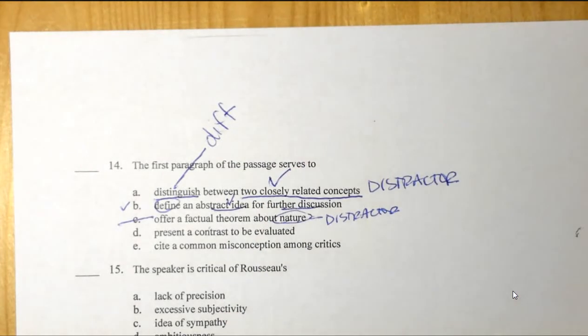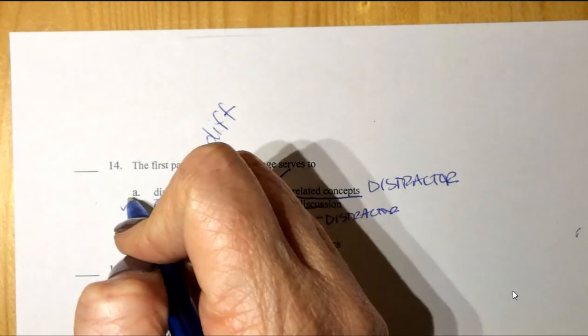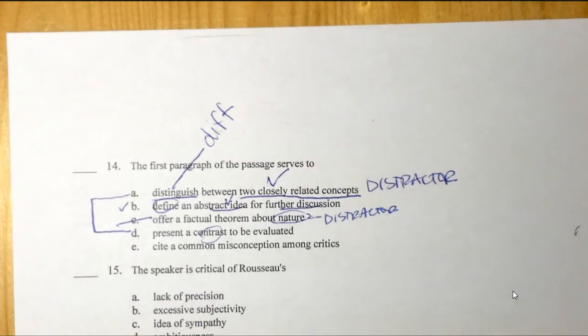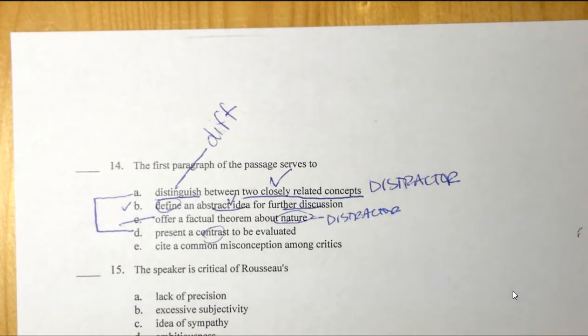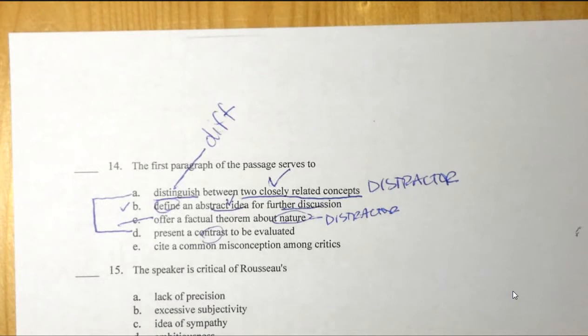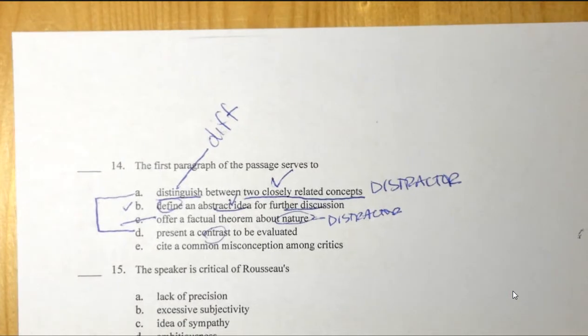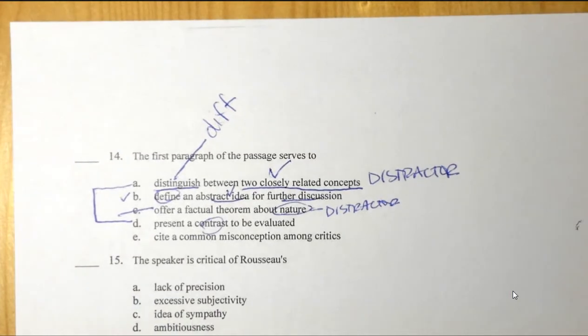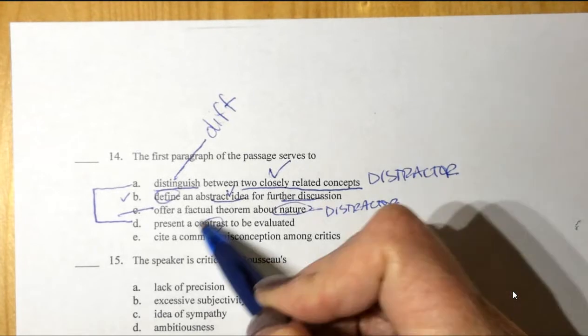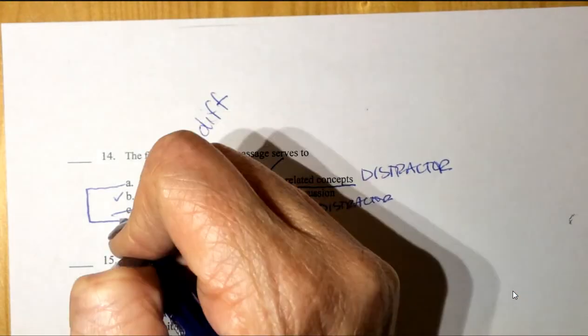Present a contrast to be evaluated. Right, so these two, I would say, could probably be grouped together, A and D, because they're both about kind of contrast or difference, right? So why do we group answers? We try to group answers because if you can group answers, one group is right, obviously one group is wrong. So it can either help you to mark out quite a few or not mark out some, right? Okay, so we've already said it's not a contrast, it's not a distinguish, so we're marking out A and D.